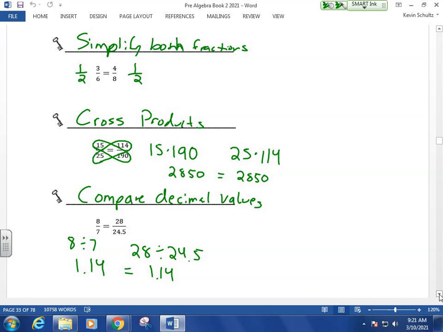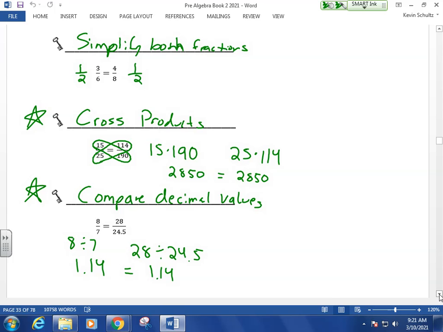So the ones you can do mentally, the scale factor ones and the simplifying ones, are really great. But we're going to get into some fractions and some work that is kind of beyond just the mental math, the small numbers that you worked with from K to 6. So these two here, cross products and comparing the decimal values, are ones that you're going to be using more and more often.